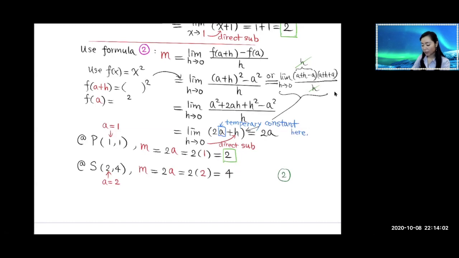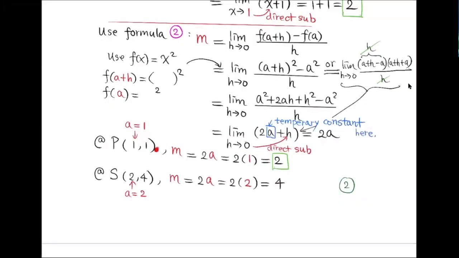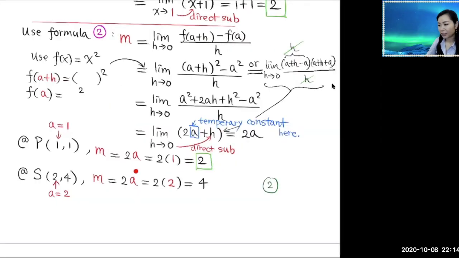So if you have multiple points on the curve at which you want to calculate the slope, it is better to calculate the slope this way. Later on, you can substitute different values of a into this expression to calculate the slope.